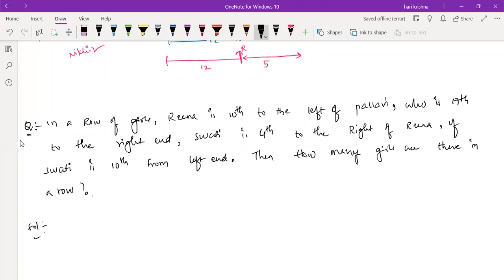In a row of girls, Reena's position is 10th to the left of Pallavi, who is 17th to the right hand. There is 17th, okay. And Swati is 4th to the right of Reena. If Swati is 10th from the left hand, then how many girls are there in the row? You just solve it and tell me the answer. Just read the question carefully and you can solve it.